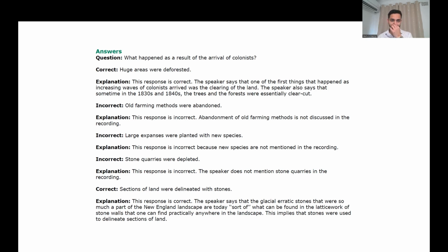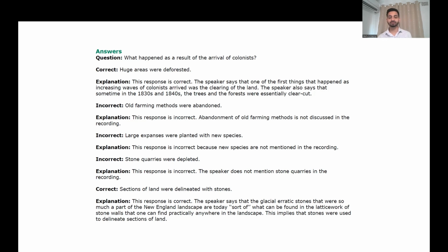Number 3, large expanses were planted with new species. This response is incorrect because new species are not mentioned in the recording. All right, number 4, stone quarries were depleted. This response is incorrect. The speaker does not mention stone quarries in the recording, so you can eliminate that as well.